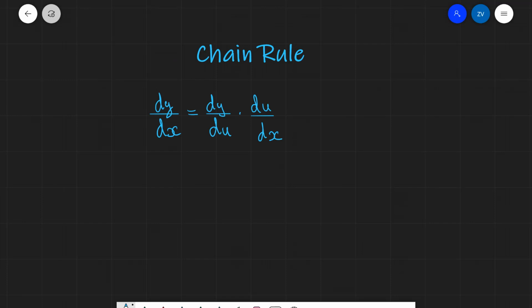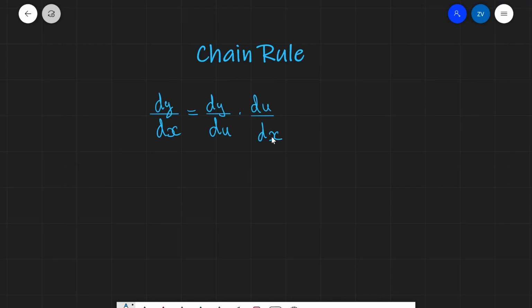So the chain rule deals with what are known as composite functions. It says the derivative of a composite function dy by dx is equal to the derivative of y with respect to another variable u, dy by du, multiplied by the derivative of the inside variable, du by dx. Now this may sound very complicated, but in fact it can be explained very simply.